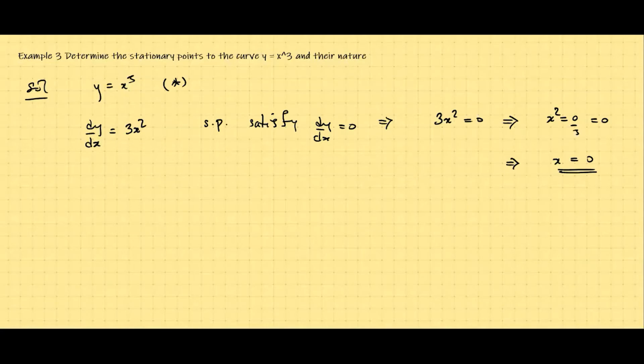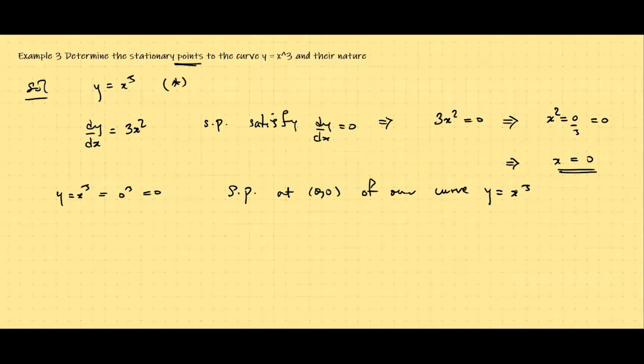And just so we work out the point itself, y equals x cubed is going to be 0 cubed, which is 0. So there is a stationary point at (0, 0) of our curve y equals x cubed. So we've worked out the stationary point. And there's only one stationary point in this case, because we only have one solution for x, and therefore we can only get one value for y.